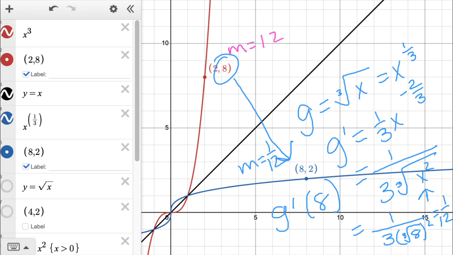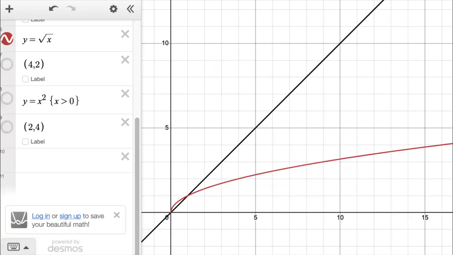Let's take a look at another example to make sure that all makes sense. For this example, let's take a look at y equals the square root of x, which is graphed here in red. Let's say we have an x value, or an input value, of 4. That would give us an output value of 2. If I were to graph that, it would be this point here in red, (4, 2). Now if we were to take the inverse of this function, we would get this graph here in blue.